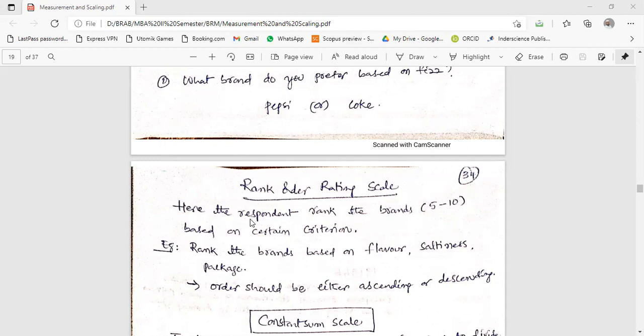You are giving ranks. Suppose 10 brands are provided to you: Coca-Cola, Pepsi, Thumbs Up, 7 Up, Mirinda, like this. So which one do you order? First Thumbs Up, next Mirinda, next 7 Up. So then it's like that. It will give some ranking. This is the rank order rating scale. So why you are giving that rank is because you have your own criteria, because you like the saltiness or you like the flavor, you like the package, whatever.